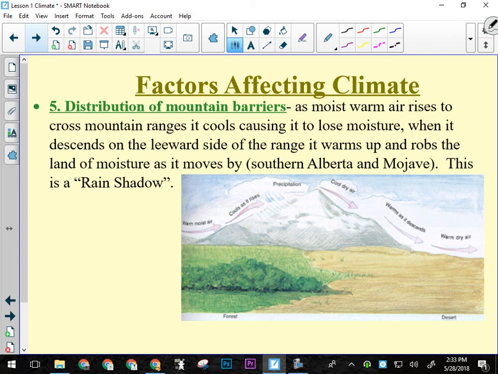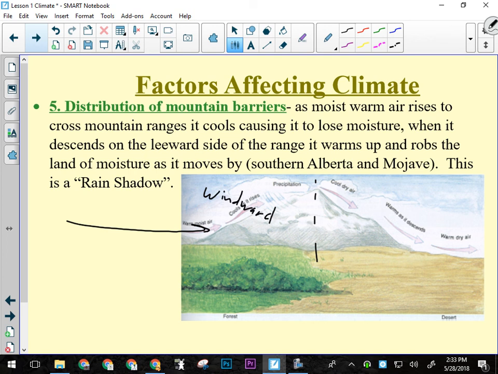And then distribution of mountain barriers. This was one of the first things that we talked about that affect our climate. Definitely, the presence of the Rocky Mountains affects our climate a great deal. Over here in the Pacific Ocean, water evaporates off the ocean, and because we're in this part of the country, we get wind that blows it to the east from the west. That means it blows onto the mountains and up and over. As it goes up and over, it cools. Most of the water vapor condenses and falls as rain or snow on the windward side of the mountains.